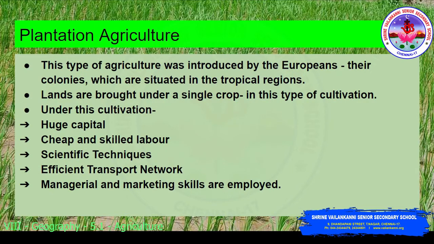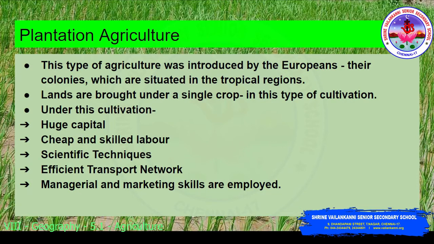The next one is plantation agriculture. What is meant by plantation? In a particular plot or cultivable area, only one single crop is cultivated. This type of agriculture was introduced by the Europeans in their colonies in the tropical region.